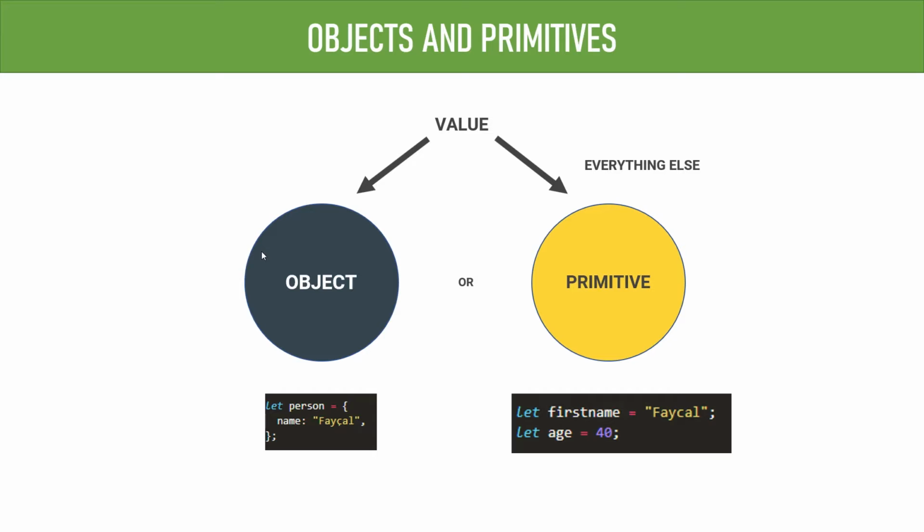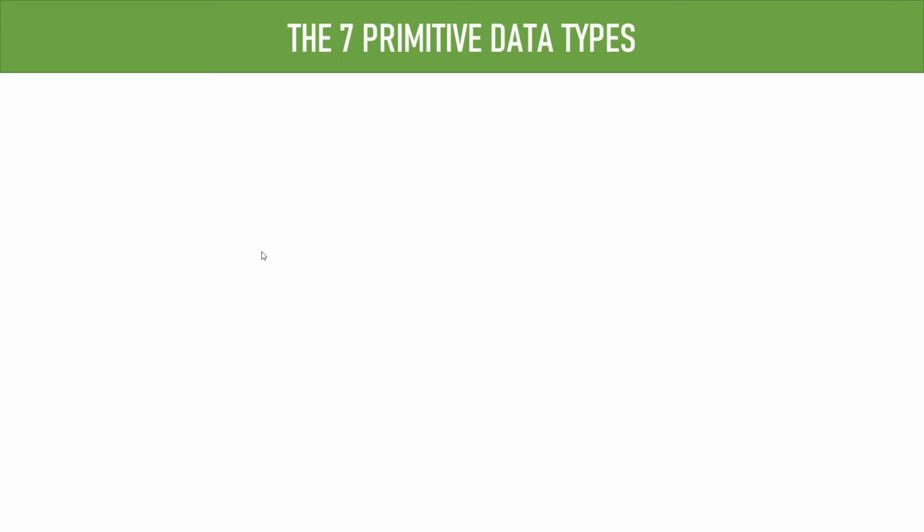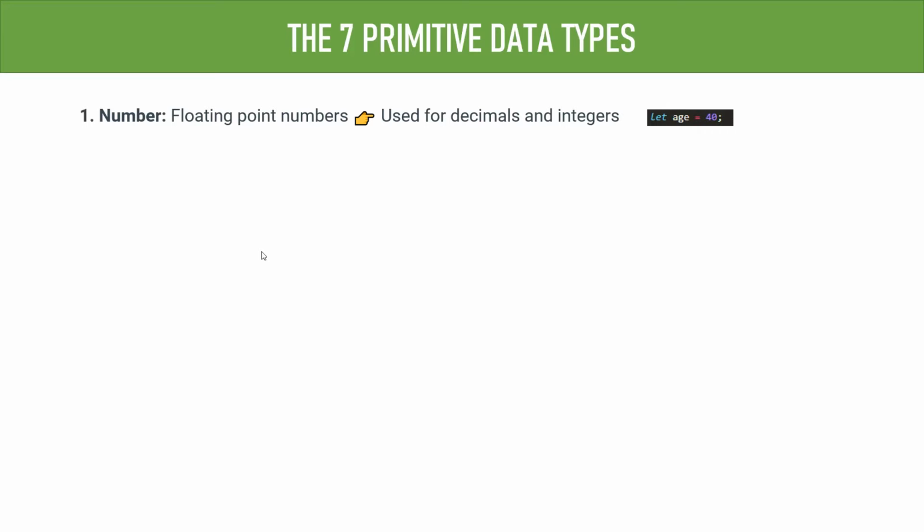So there are 7 primitive data types: number, string, Boolean, undefined, null, symbol, and BigInt. Let's look at them one by one. First, we have the number data type, and numbers are always so-called floating point numbers, which means that they always have decimals even if we don't see them or don't define them.